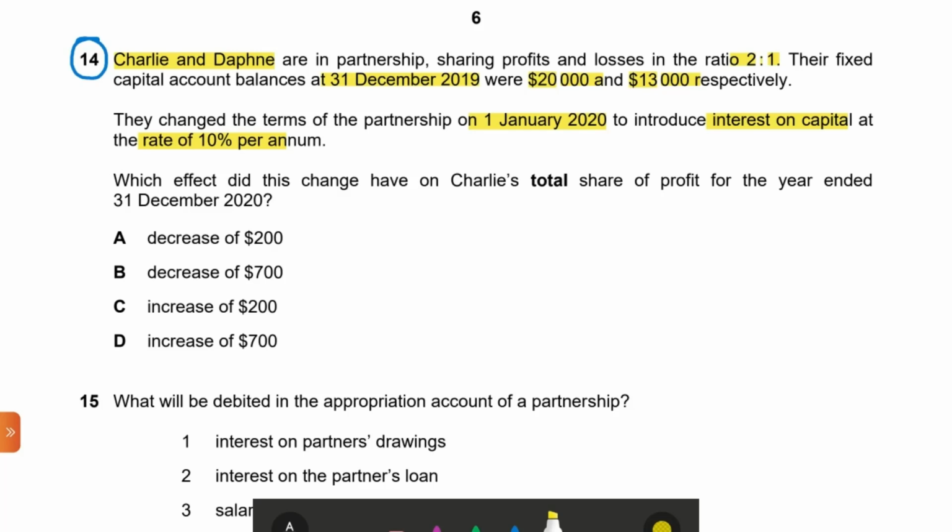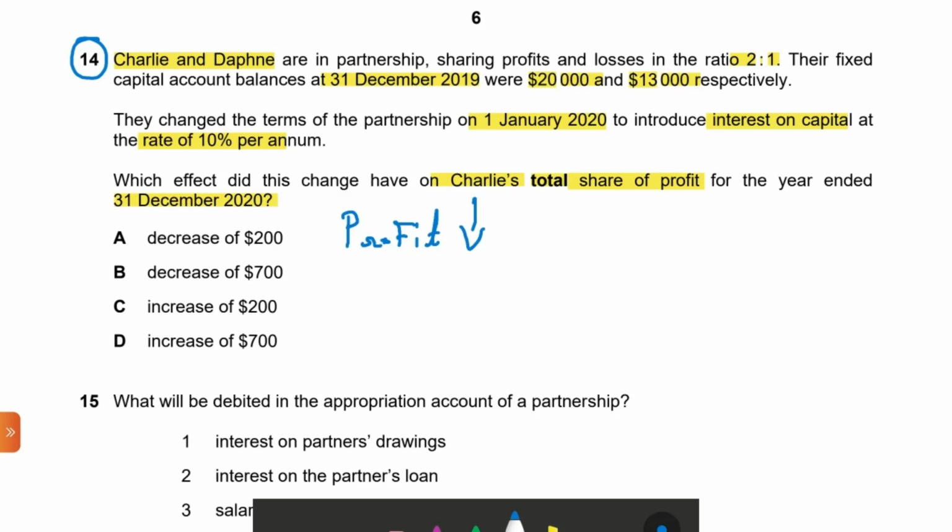Which effect did this change have on Charlie's total share of profit for the year ended 31st December? Before, there was no interest on capital. Now there is interest on capital. So how much will he lose? The interest on capital amount is first deducted in the profit and loss appropriation account, so his profit share will decrease because they charged interest on capital. This is the total decrease in the profit.